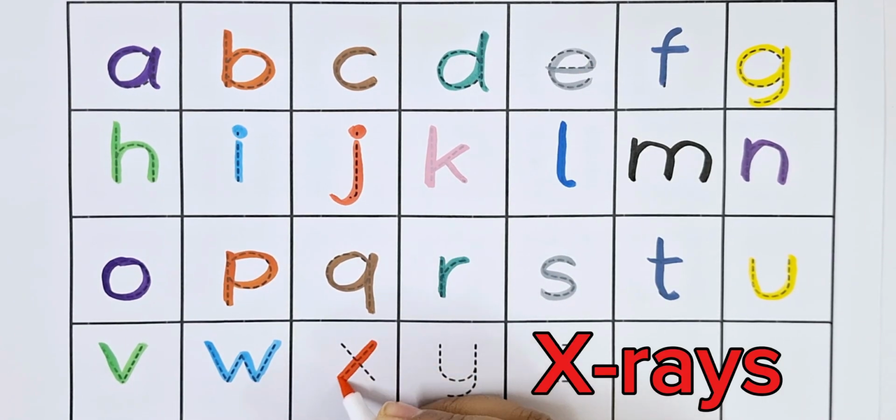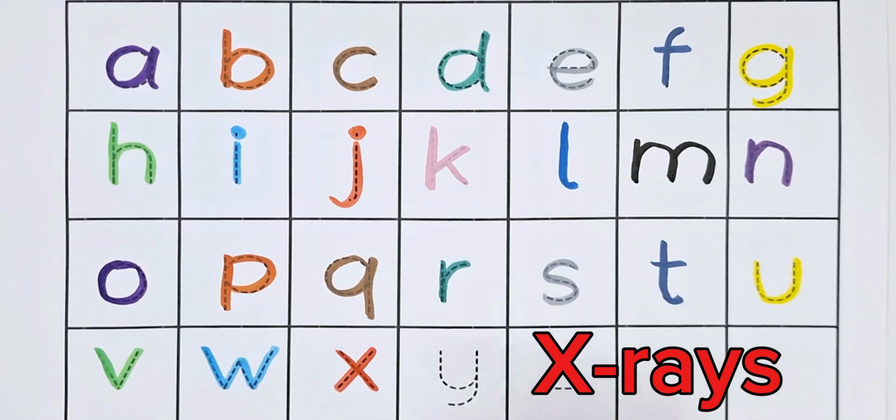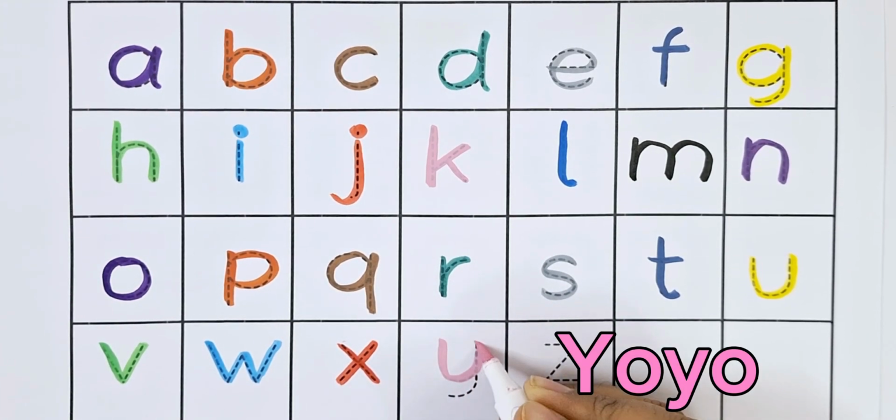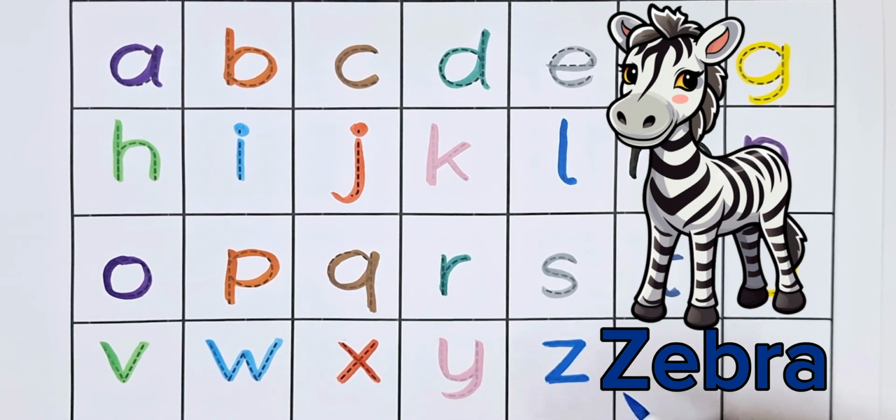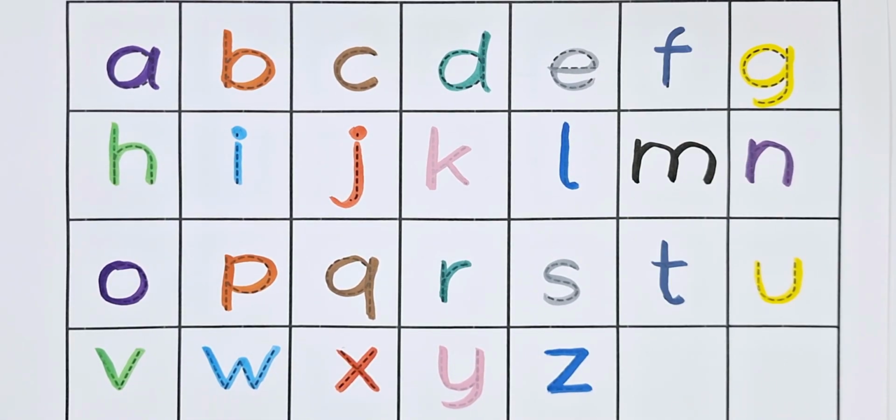X is for x-rays. Y is for yo-yo. And Z is for zebra. Let's read them one more time.